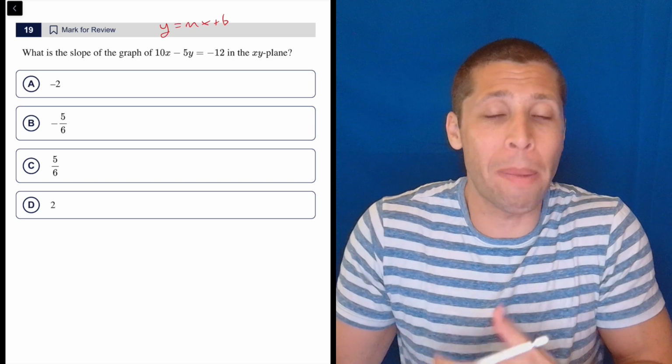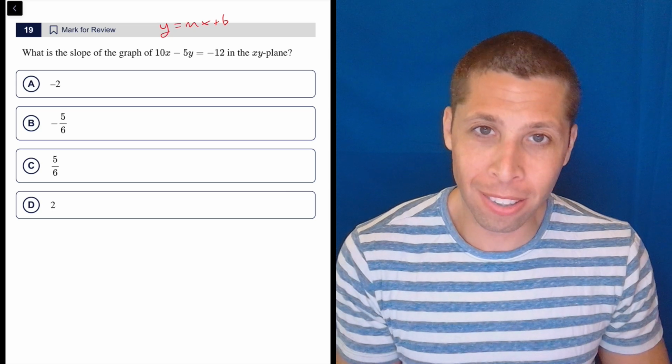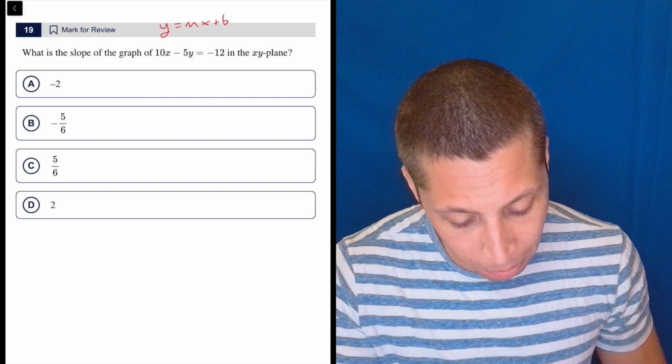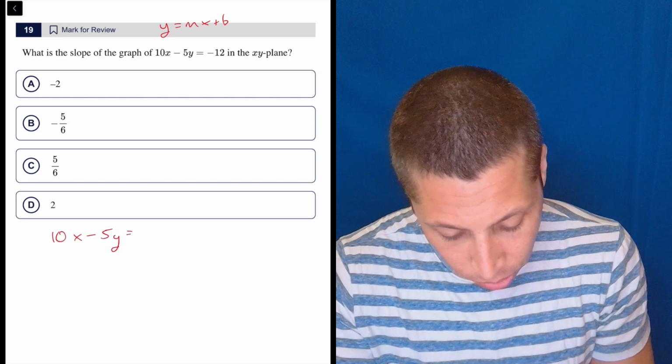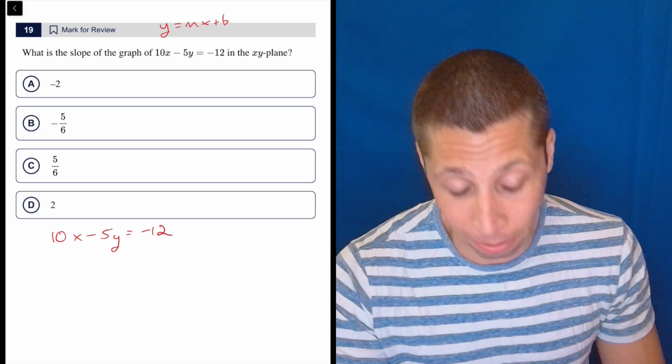I'm very, very good at math. I could do this in my head if I needed. But that kind of arrogance is what causes unnecessary mistakes on the test. So I am going to use my scratch paper. So let's rewrite it down here. 10x minus 5y equals -12. And it's already a place you could mess up. Make sure you write it down correctly.